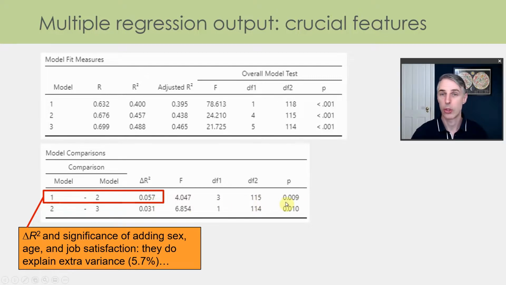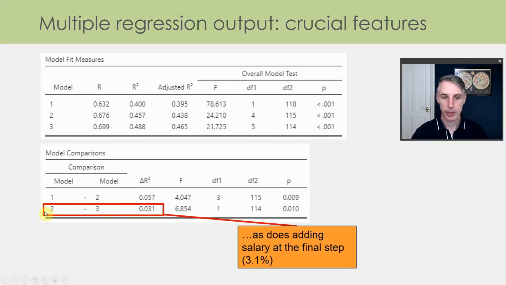Okay, so another way in which you might hear that expressed is adding those 3 predictors in block 2 significantly improved the model or improved the fit of the model. Likewise, the second row gives us the comparison between model 2, which has identification, job satisfaction, age and sex, and model 3, which then in turn added annual salary in that final block, that final step. That suggests that adding annual salary explains an additional 3.1% of the variance in commitment. And that again is significantly different from 0.